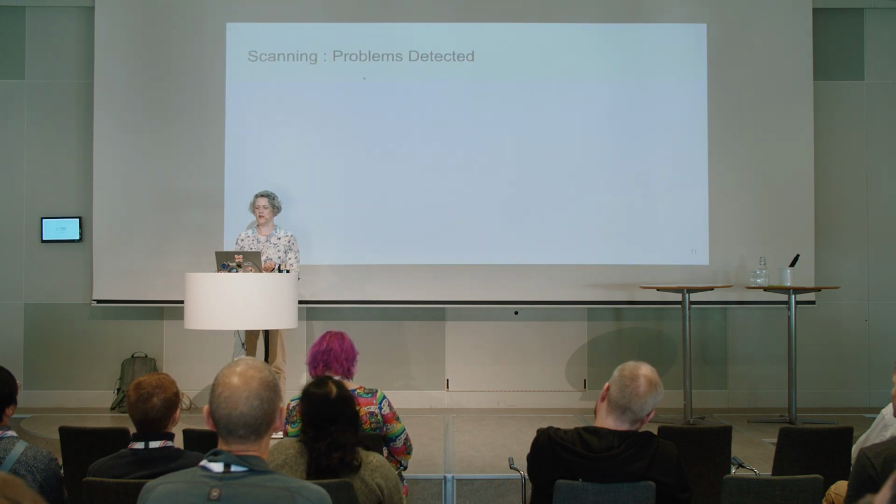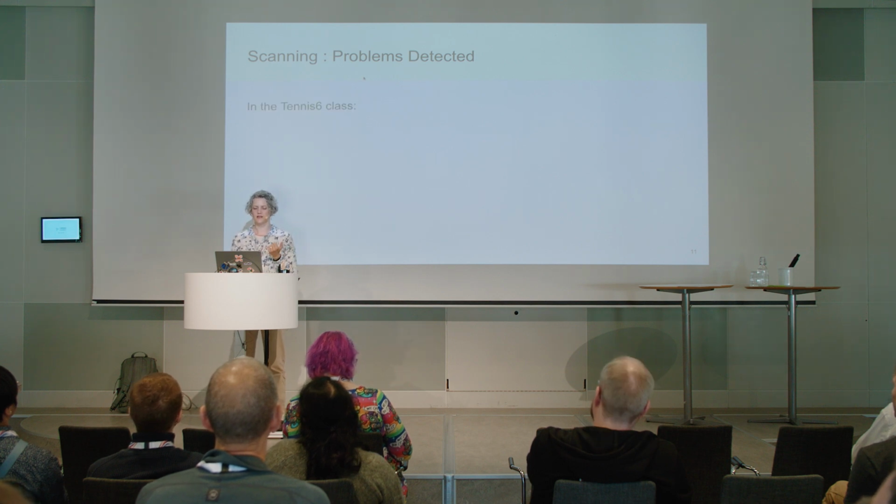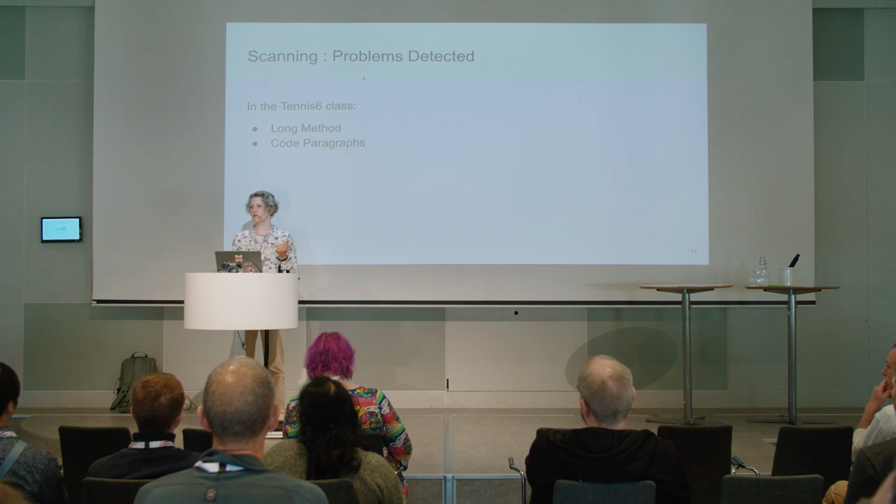So what did you see when you were scanning through that code? Well, this was a code example called tennis 6, and just from scanning through that code, I can see there's a long method, and there are code paragraphs. I don't know if you could see that too. But these are both code smells.